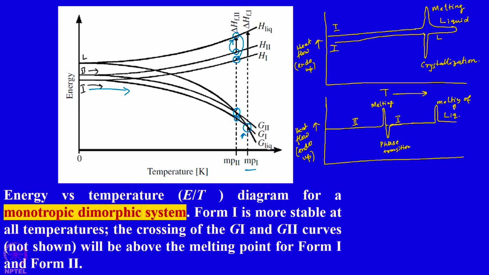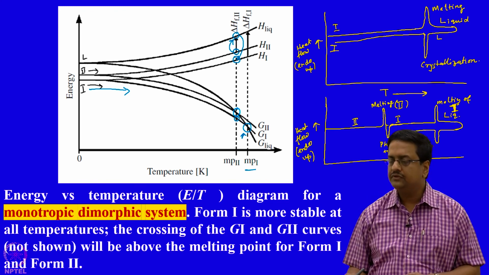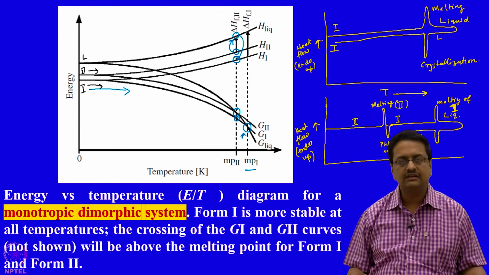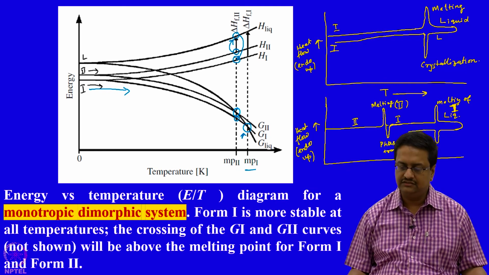Melting of form 1, and this is melting of form 2. Once again, if we cool this form 1, we would get the crystallization peak, and it will crystallize as form 1 and not as form 2. So, when we see some thermal behavior like this, we term this particular system a monotropic dimorphic crystalline system.